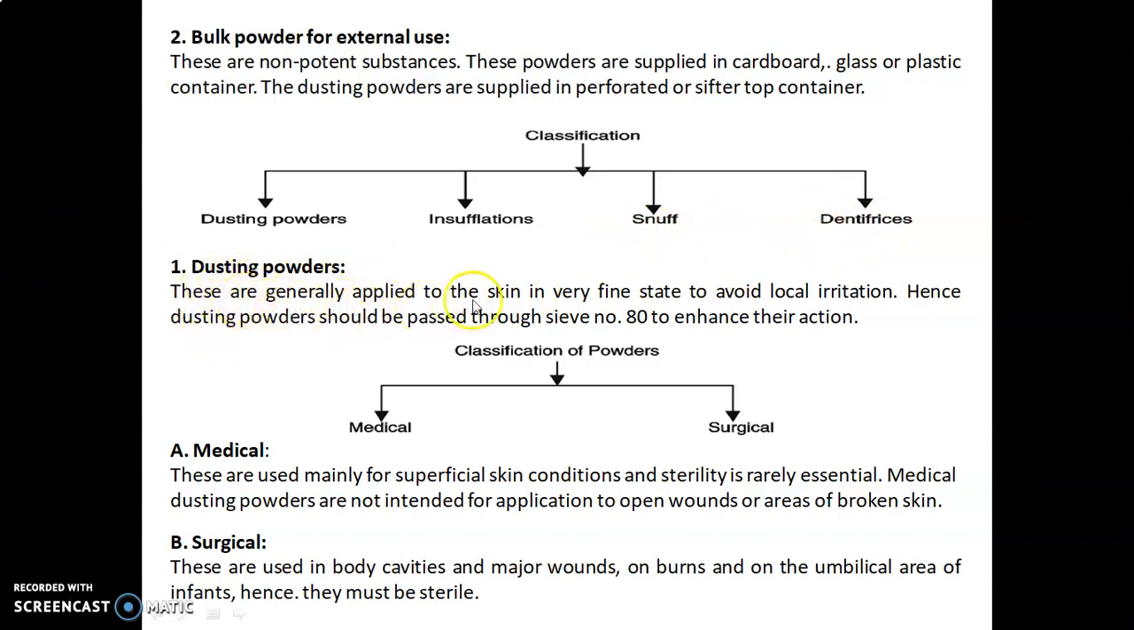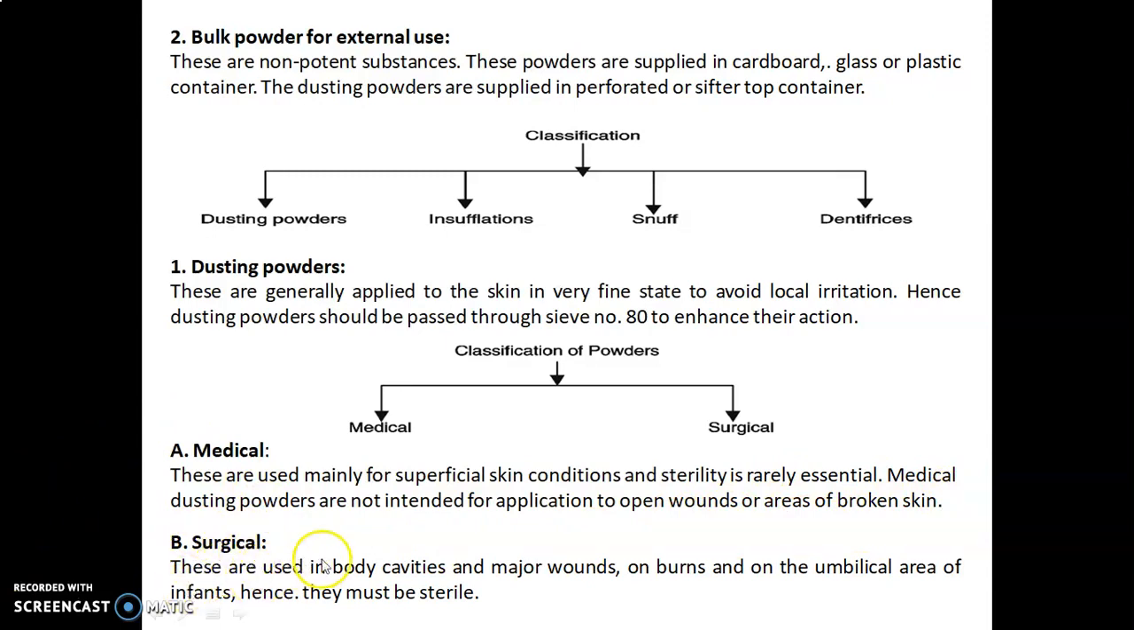These are generally applied to the skin in very fine state to avoid local irritation. Hence the dusting powders should be passed through sieve number 80 to enhance their action. Classification of dusting powder is medical and surgical. There are two classes. We will discuss medical. These are used mainly for superficial skin conditions and sterility is rarely essential. Medical dusting powders are not intended for application to open wounds or areas of broken skin.